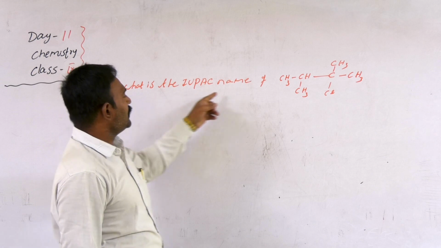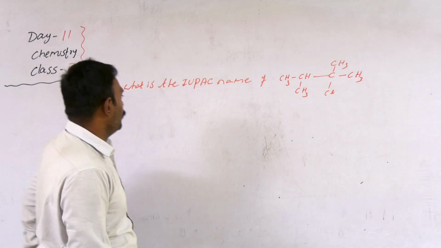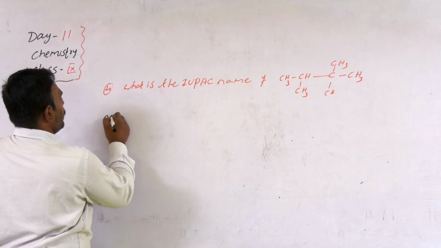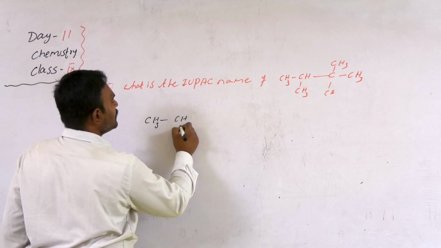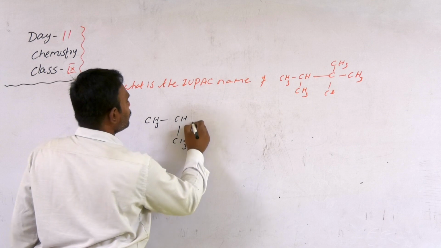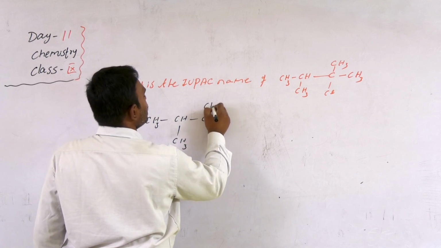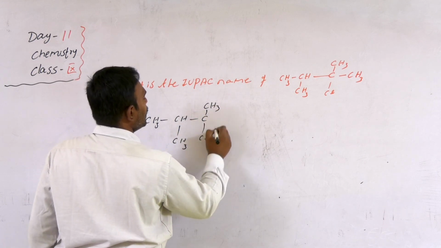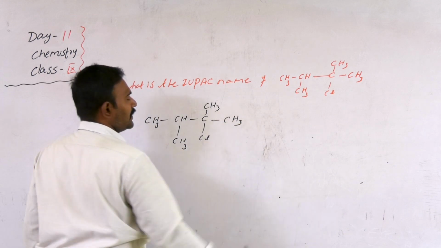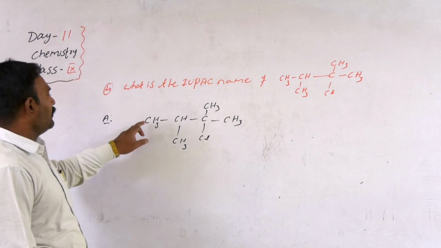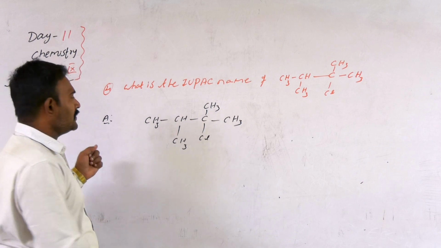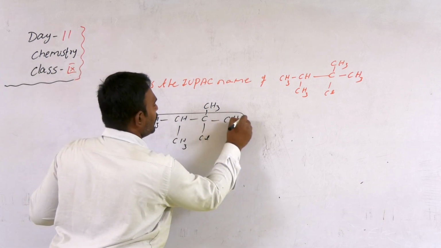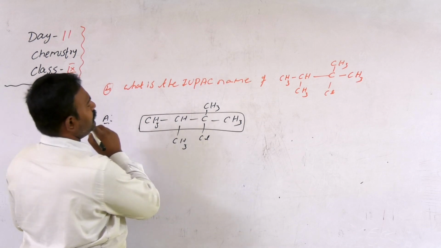Fourth question, what is the exact name of this compound? Here we will write the compound once again: CH3, CH, CH3, C, CH3, Cl, CH3. First we will select the longest possible chain: 1, 2, 3, 4. So 4 carbons, it is our longest possible chain.